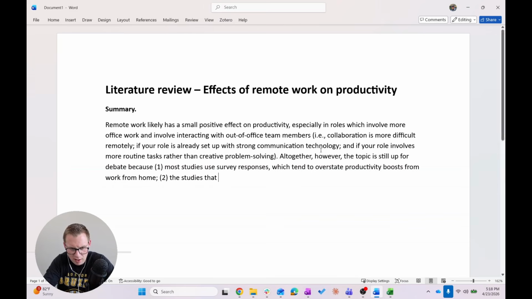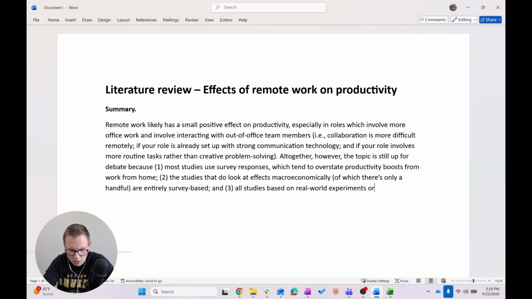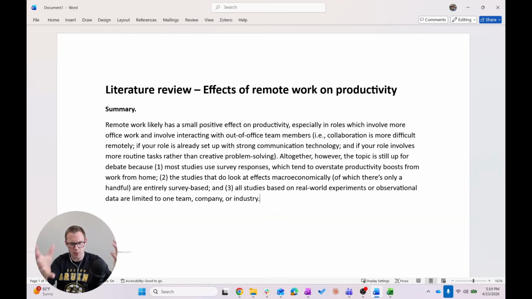The studies that do look at effects macroeconomically, of which there's only a handful, are entirely survey-based, and all studies based on real world experiments or observational data are limited to one team, company, or industry. And I'm not even sure if industry is the right case. So that's a little messy and complicated, but we can assume Claude will clean it up.